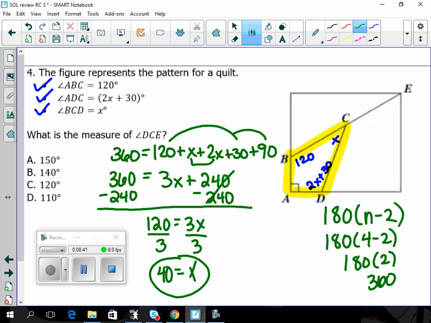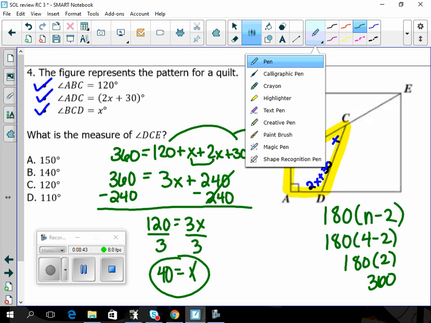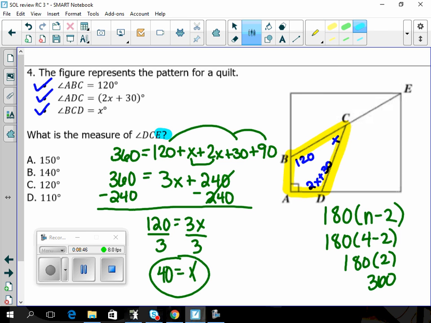Looking at my answer choices, I don't see 40. And honestly, that's a good thing because that's not the question. The question is, what's the measure of angle DCE? Well, if I look at this, I have x and then I have DCE. Well, these two angles should add up to 180. So if I know that x is 40, then I know that this should be 140 because they should add up to 180. Okay.